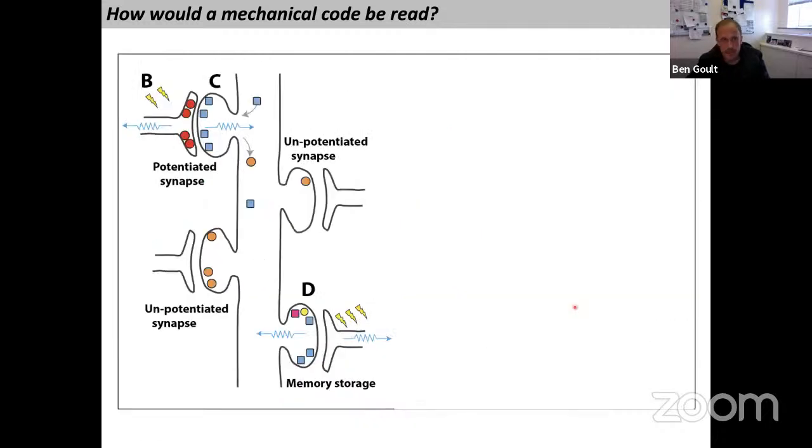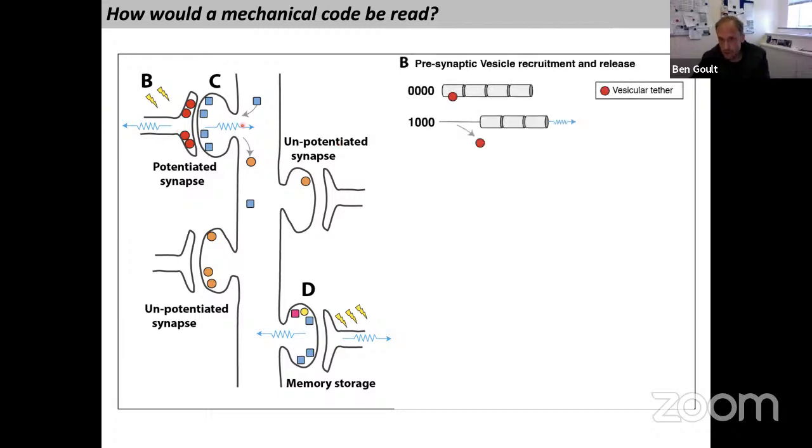So this is just to try and conceptualize this a little bit from a neuroscientist's slant: how would a mechanical code be read? The prediction from the theory is that electrochemical signaling, shown by this lightning, results in a short contractility either side of the synapse. It is well established that you get activation of actin-myosin contraction at stimulated synapses, and that would lead to changes in the scaffolding patterns.